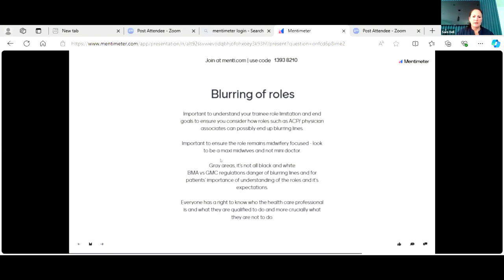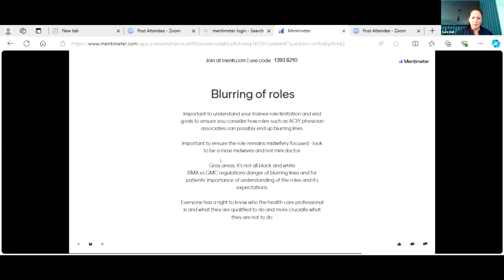The British Medical Association versus the General Medical Council at the moment, there are regulations, they're kind of bringing up some legal issues regarding the danger of blurring lines, and for patients it's important that they understand the roles. There's a big case going on between the two of them at the moment about a patient who was seen by a physician's associate on a number of occasions and hadn't really understood that there wasn't a medical person seeing them. They hadn't been seen by a doctor. They didn't really understand the actual role.